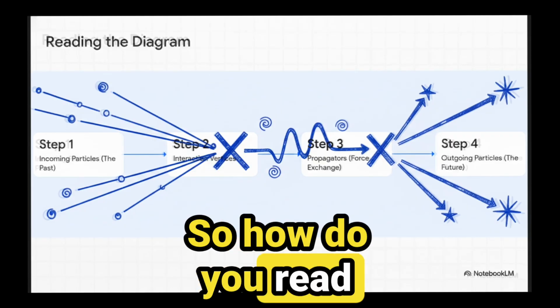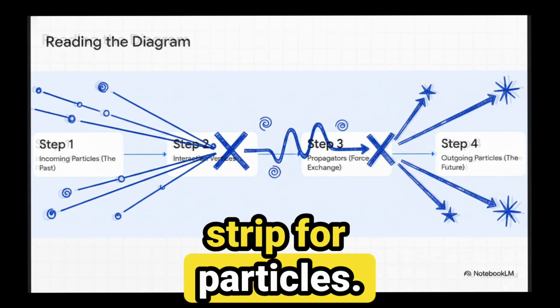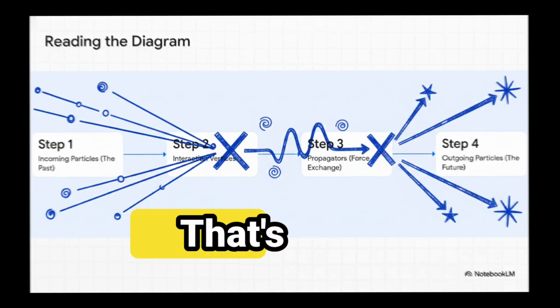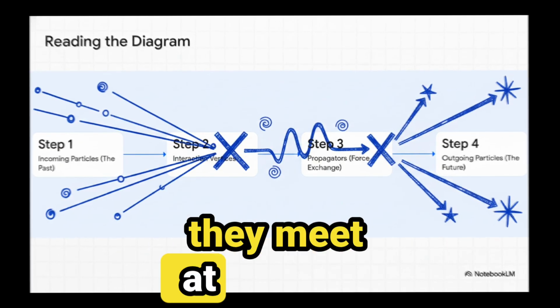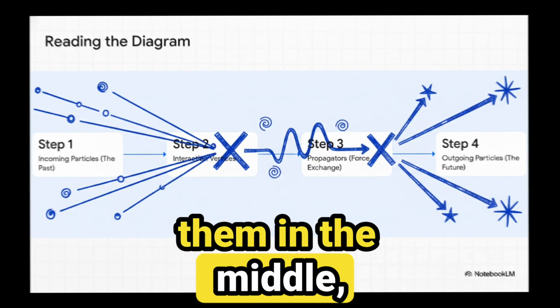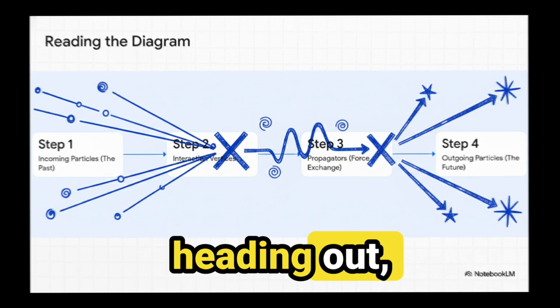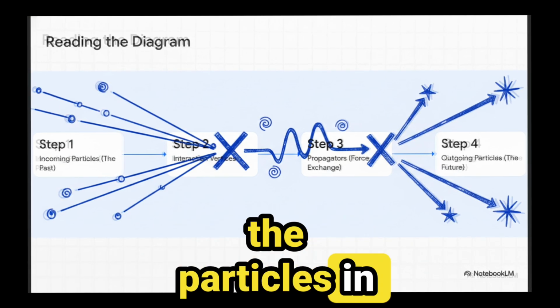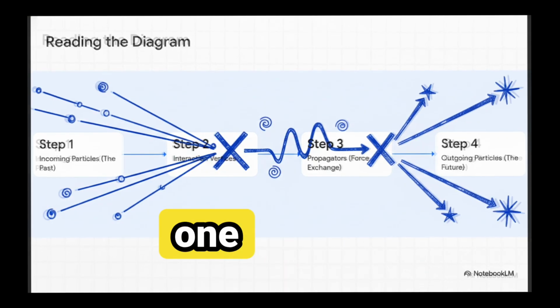So, how do you read one? It's actually pretty simple. Think of it like a comic strip for particles. See those lines coming in? That's your before, the particles in the past. Then, bam! They meet at a vertex. That's the main event, the interaction. The line connecting them in the middle, that's the force being exchanged. It's called a propagator. And the lines heading out, well, that's the after, the particles in the future. Past, present, future. A whole story, all in one elegant little picture.